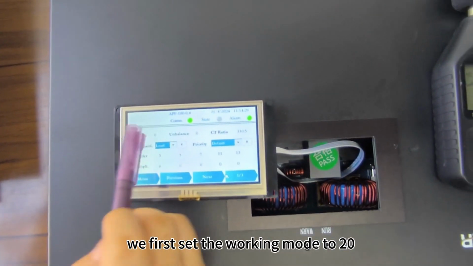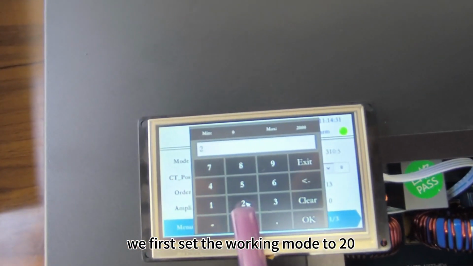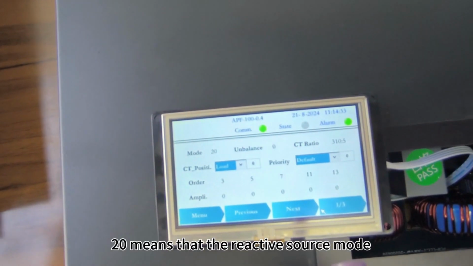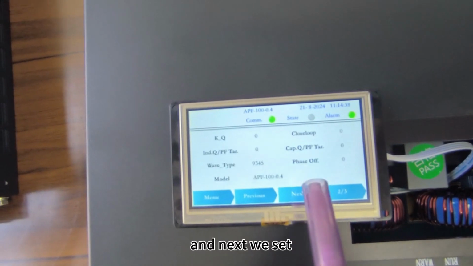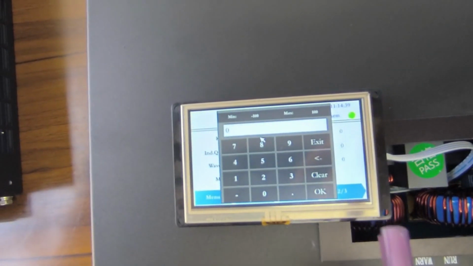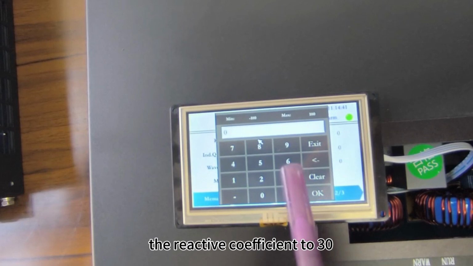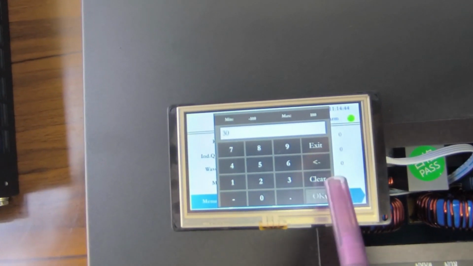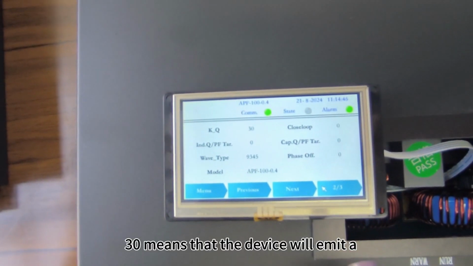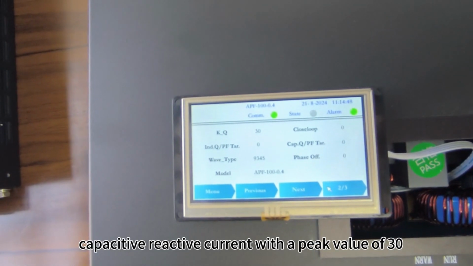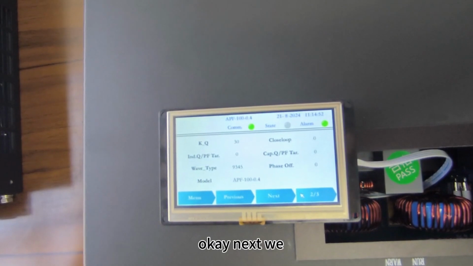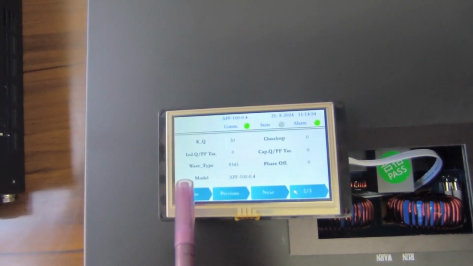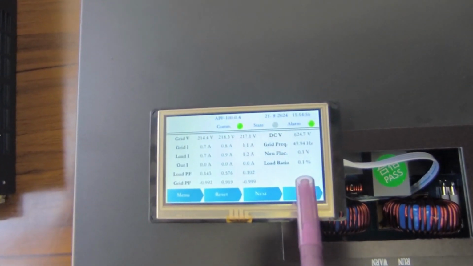We first set the working mode to 20. 20 means the reactive source mode, and next we set the reactive coefficient to 30. 30 means that the device will emit a capacitive reactive current with a peak value of 30. Okay, next we start running.